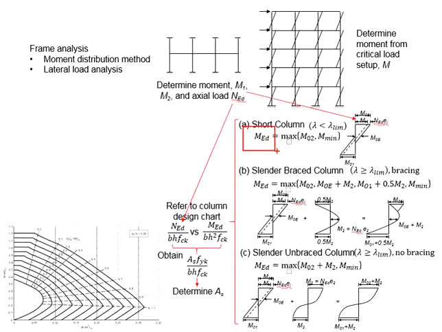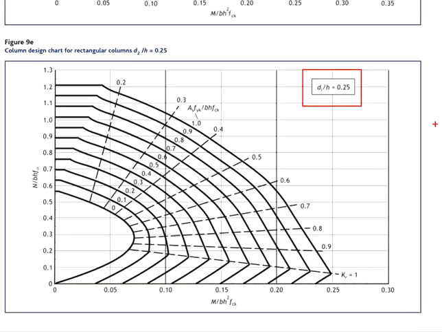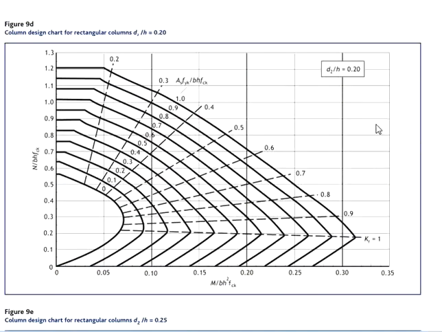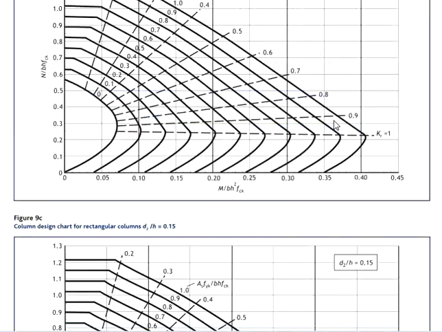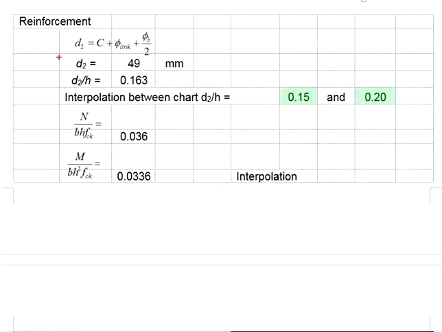Once you have the NEd, you're going to adopt them in the column design chart in order to estimate the reinforcement bar areas in the column. You know that there is a series of the design charts with the d2 per h ratio of 0.05 to 0.25. We will need to use the right chart for us to acquire the As for the column. With that, we need to first calculate the d2.